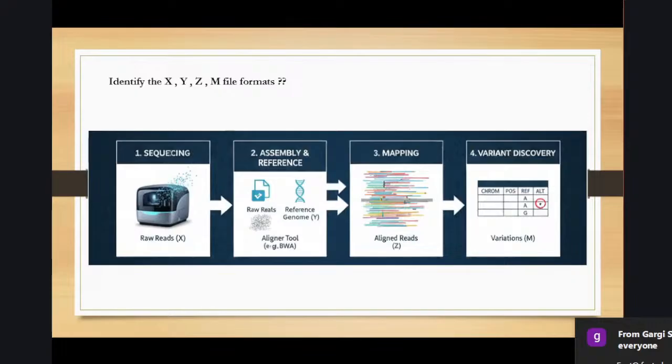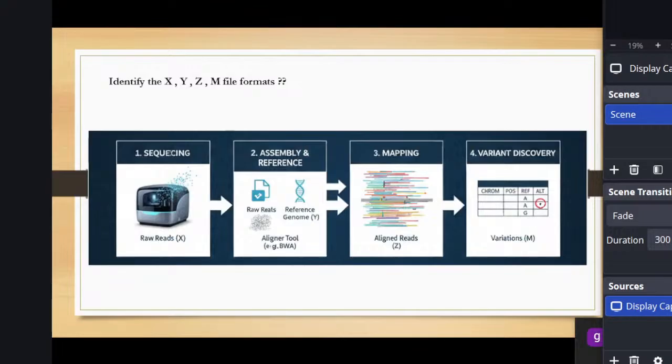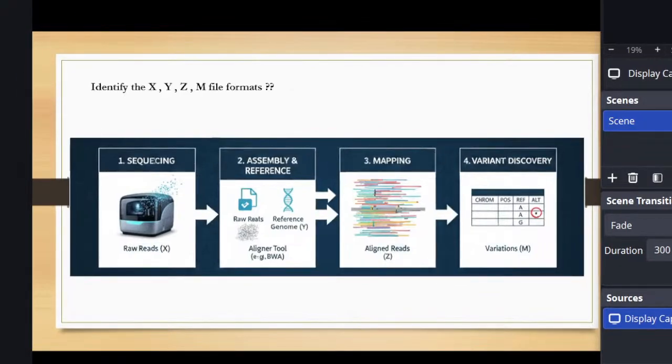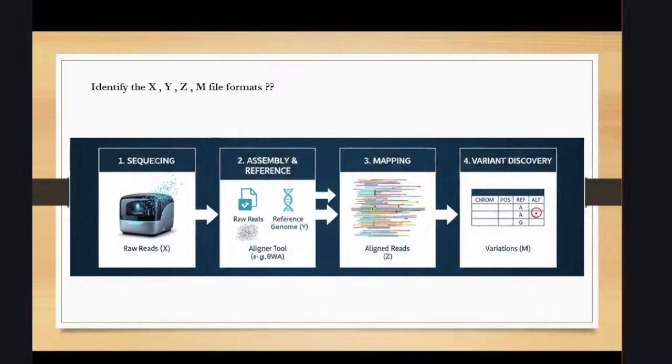Next is aligned reads, Z. Here SAM or BAM both will work. It's not that only SAM or only BAM works. Both files are the same, so both will work. Next is variant discovery, where you see the variations occurring, and this is VCF. Almost everyone has given it rightly. The problem is with the starting ones only. So I hope you have understood what X, Y, Z, and M are.